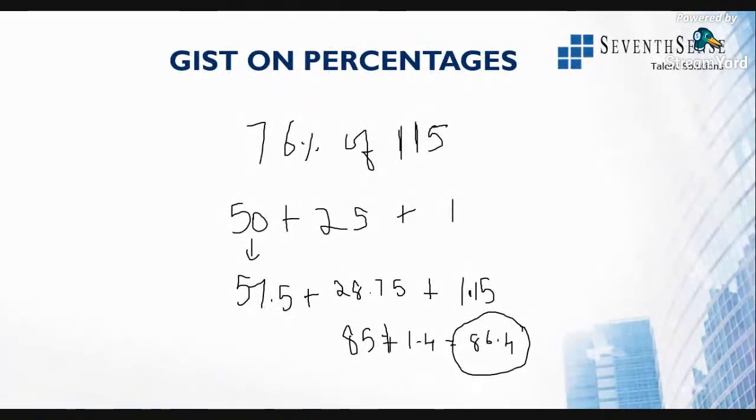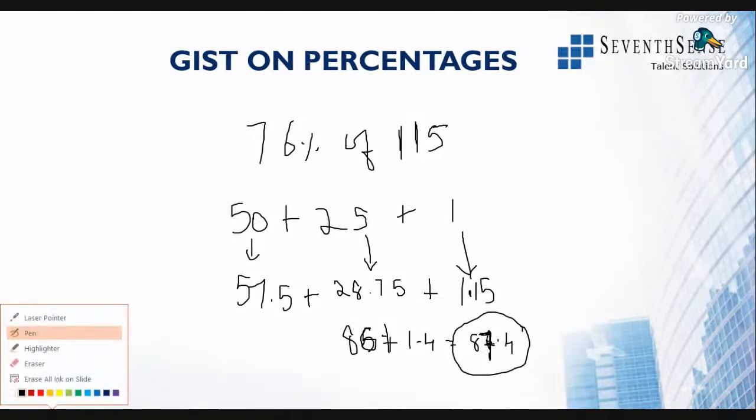57 plus 28. Oh, I have left out the 1 itself. So 86 plus 1.4 will be 87.4. I had left out this 1. 57 plus 28 is 85. All right. 85 plus 1. This is 1.15, that is the 1% value. This is the 25% value. This is the 50% value. So you should know how to solve this. Okay. What if now the question changes? The answer is 87.4, guys, not 86.4. It is 87.4. All right.